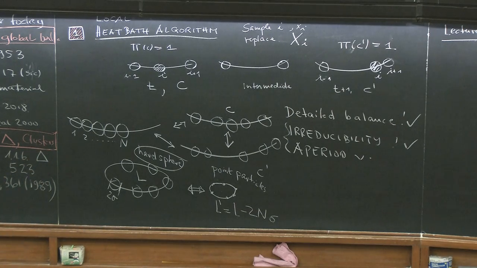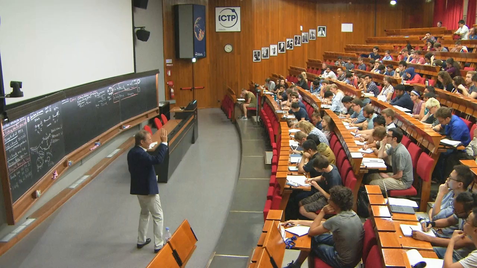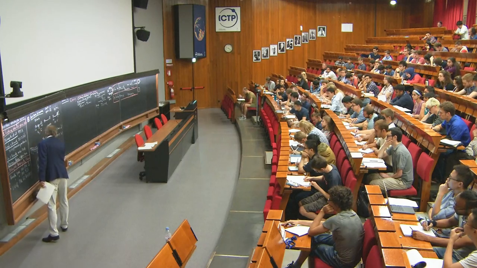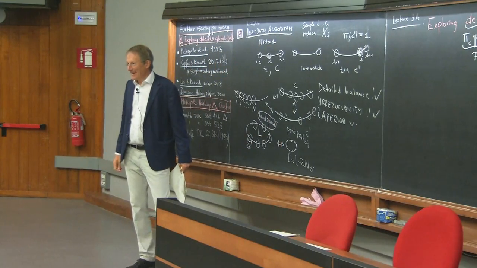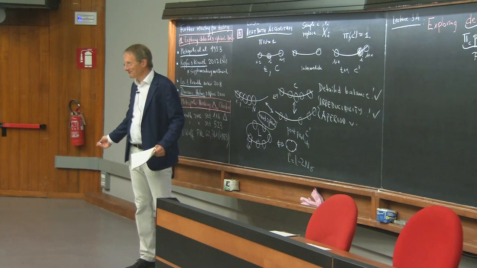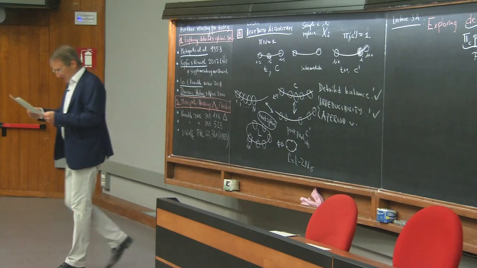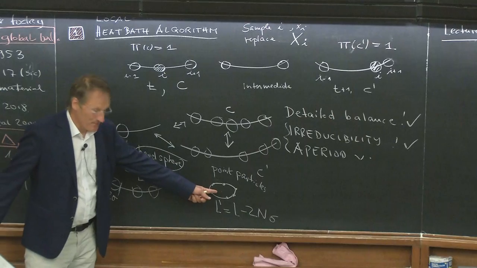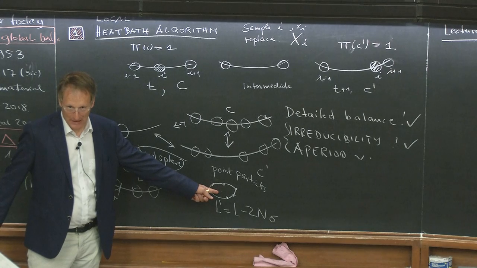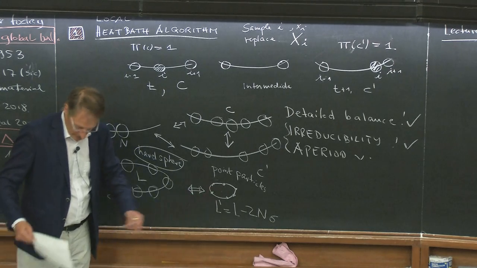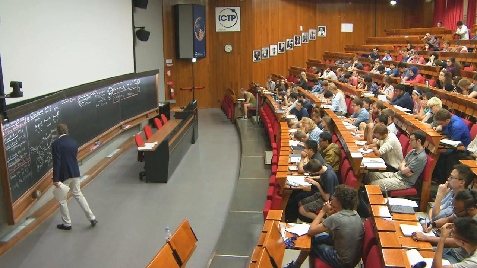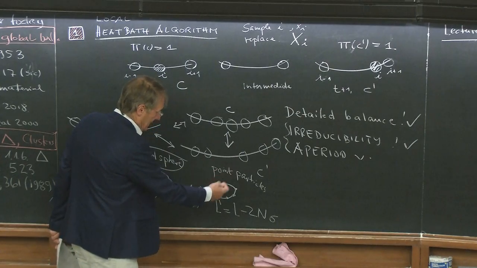And now you see also that I can run the heat bath algorithm on this configuration or on this configuration, and they are just the same. So a Markov chain Monte Carlo algorithm on this configuration is the same Markov chain Monte Carlo algorithm with the same random numbers on this configuration. And what this shows is this is simply point particles on a ring.